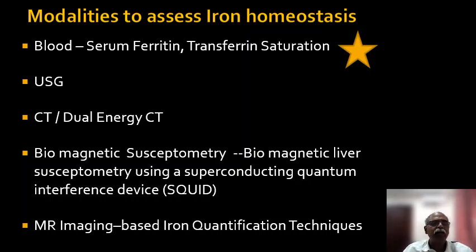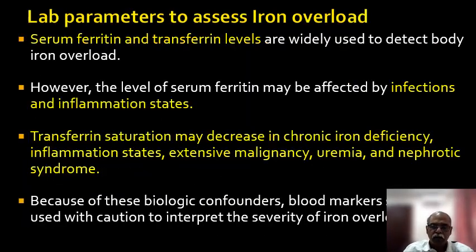Biomagnetic susceptometry, we are not very comfortable with this. MRI is the modality of choice as of today. Standard of care in many of these iron overload status, especially transfusional disorders, transfusional hemosiderosis. Now, lab parameters, like I told you, serum ferritin, transferrin levels are widely used to detect iron overload.